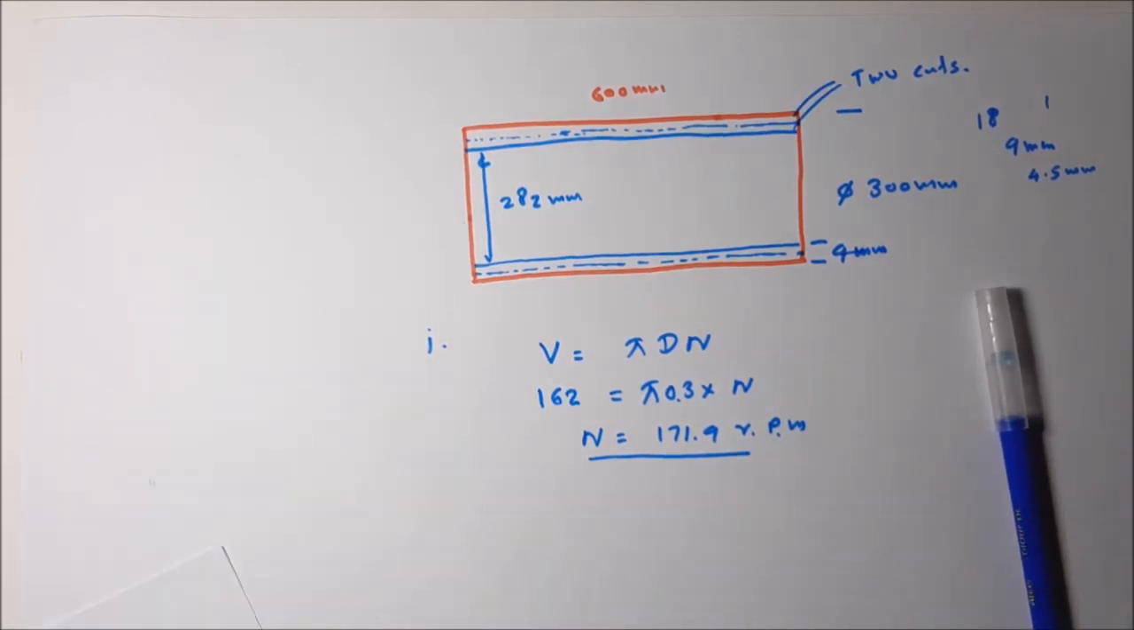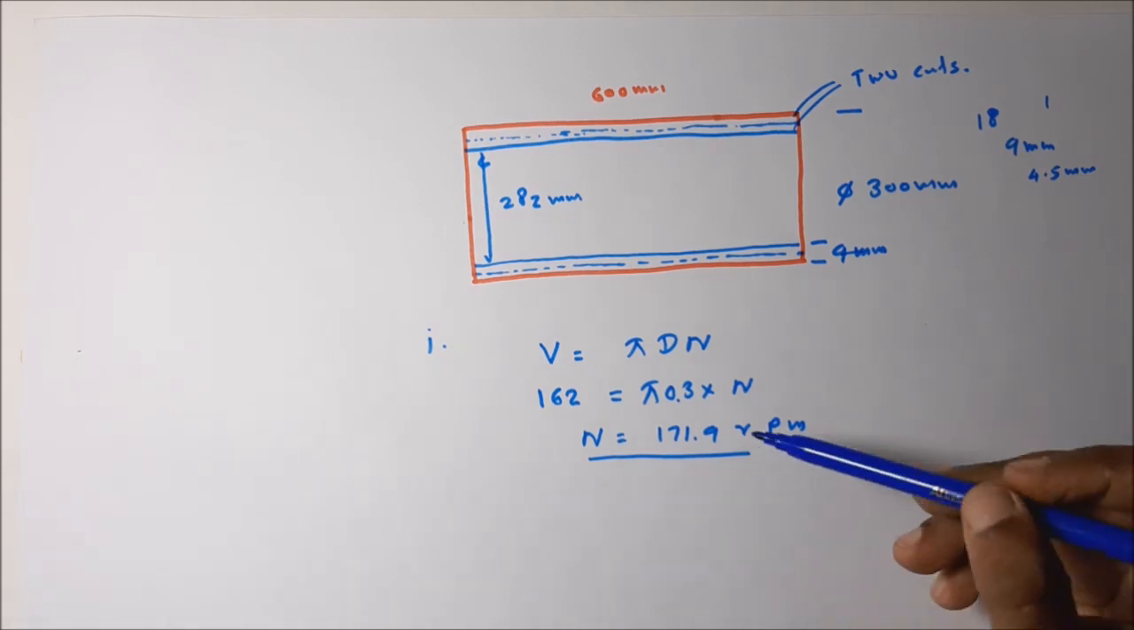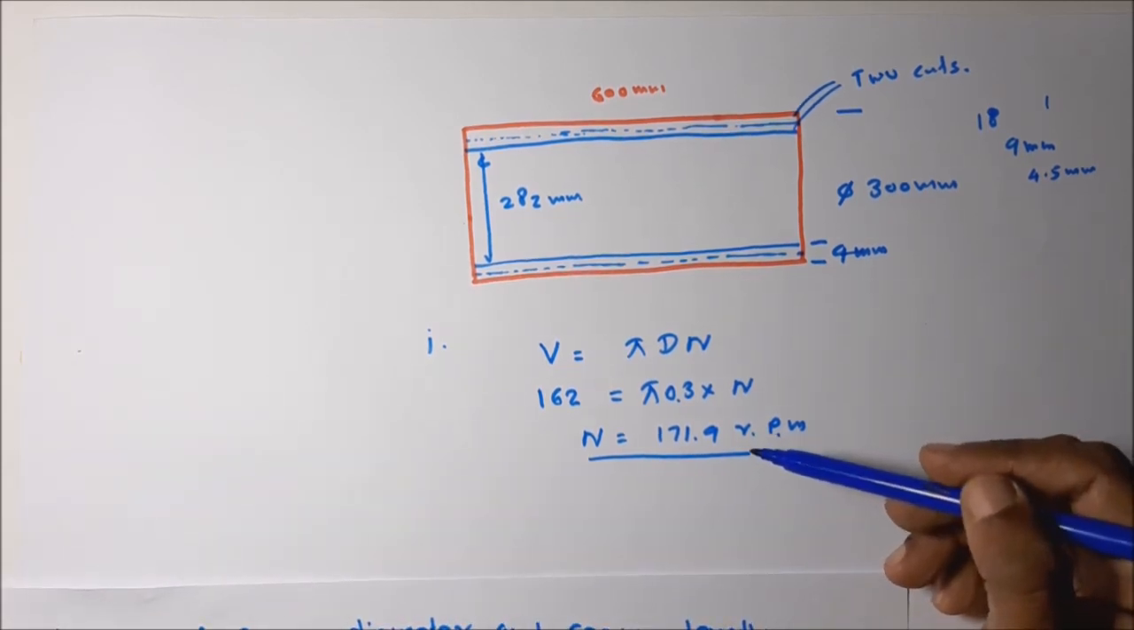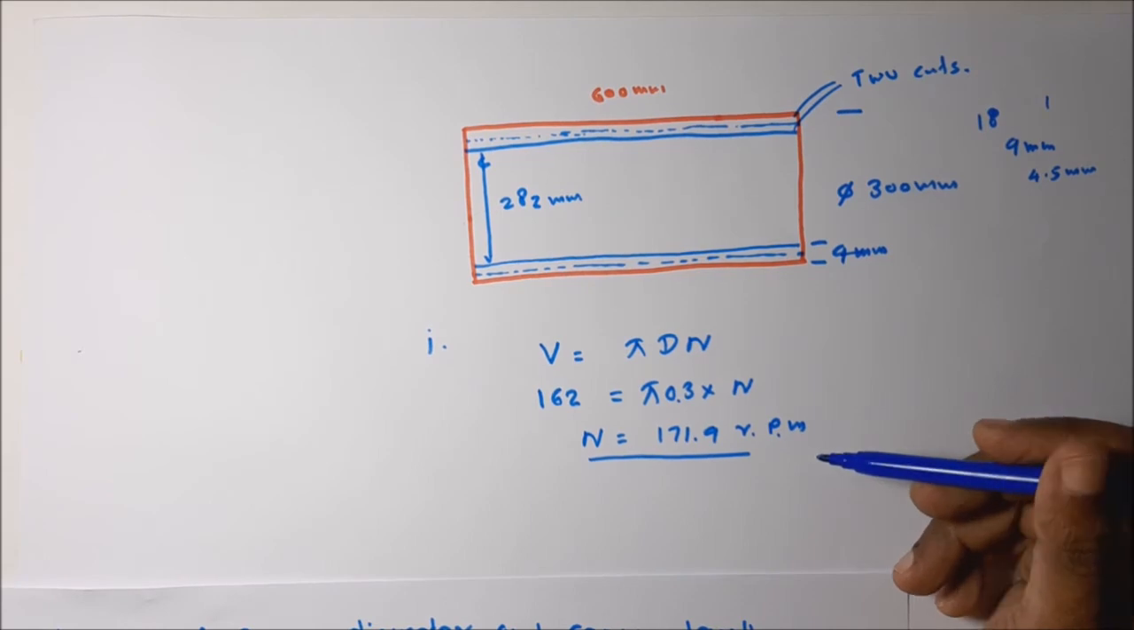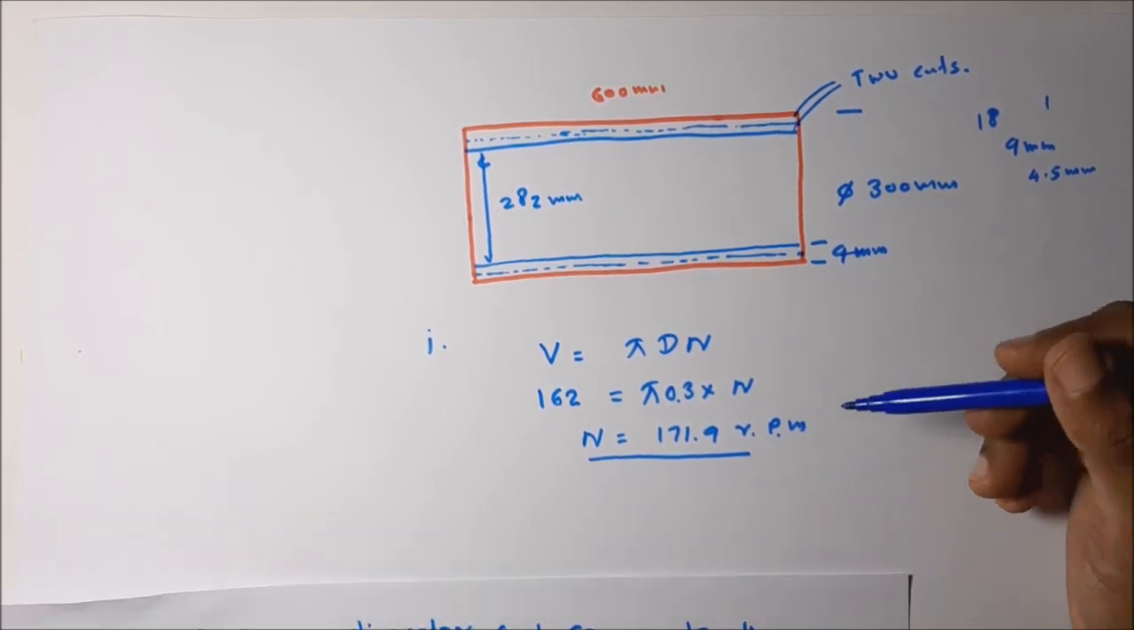Another important thing is, this is the RPM value we are getting. If in this problem it is not mentioned.